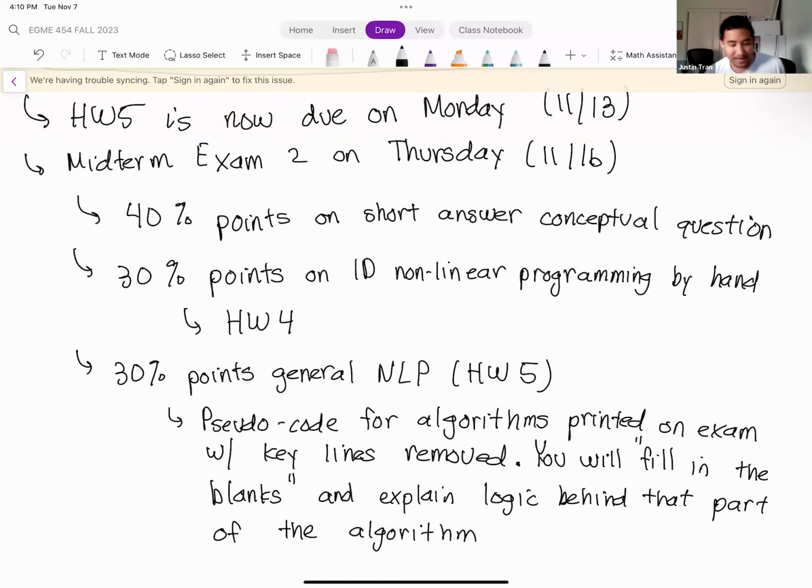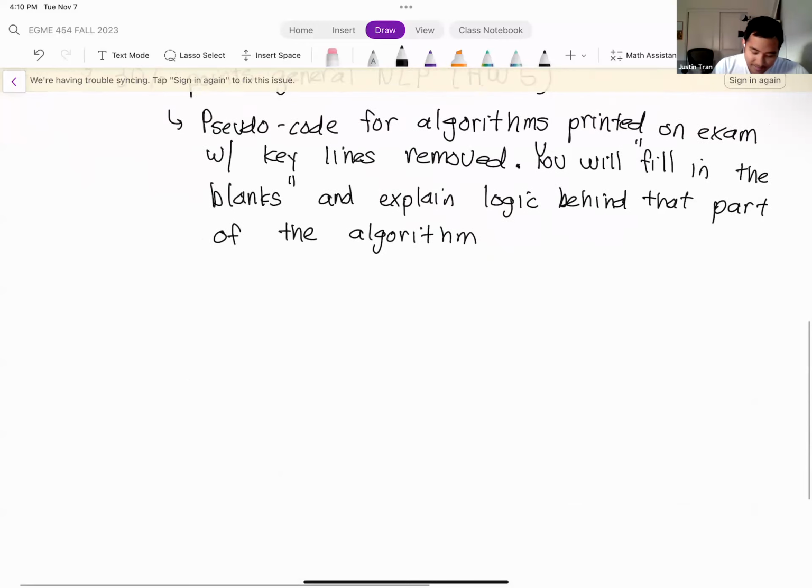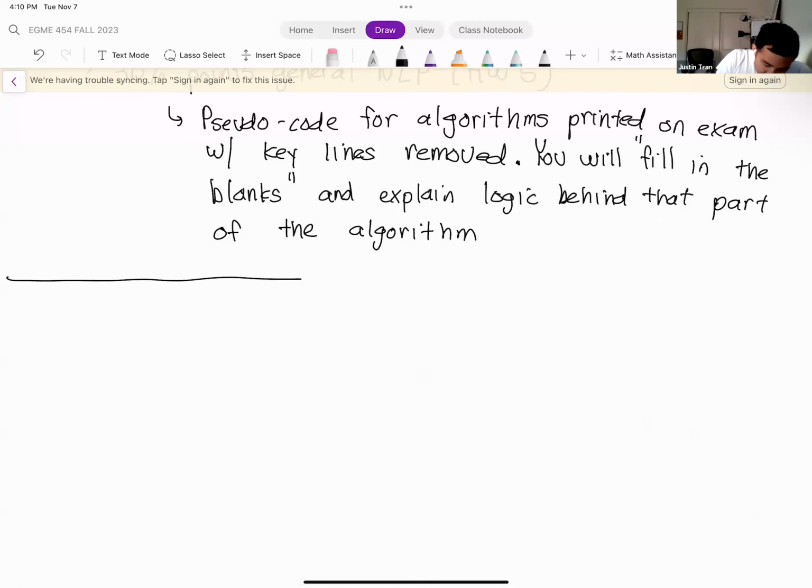Okay, so let's go ahead and pick up where we left off last Thursday. Okay, and so let's go ahead. We were talking about pattern search.